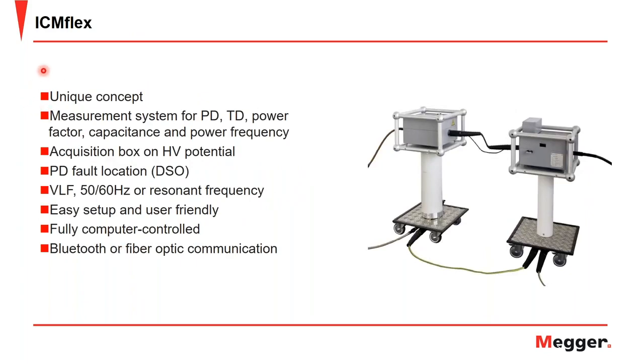Next, we have the ICM Flex, which is a unique concept where the measurement system is capable of partial discharge, tan delta, power factor, capacitance, and power frequency measurements, where the acquisition is actually located on the high voltage potential. It is capable of PD fault location with the DSO option, can be used with multiple types of sources such as VLF, power frequency, or resonant frequency sources, is easy to set up and user-friendly, is fully computer controlled, and is capable of Bluetooth or fiber optic communication for noisy environments.